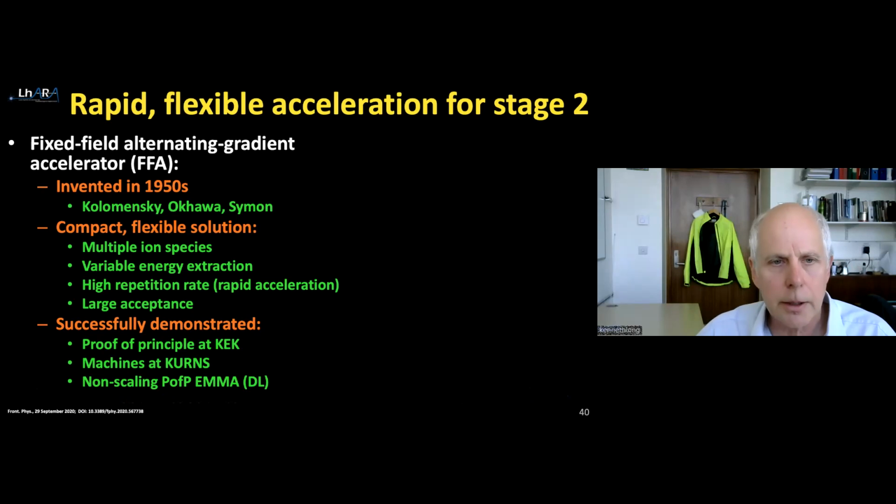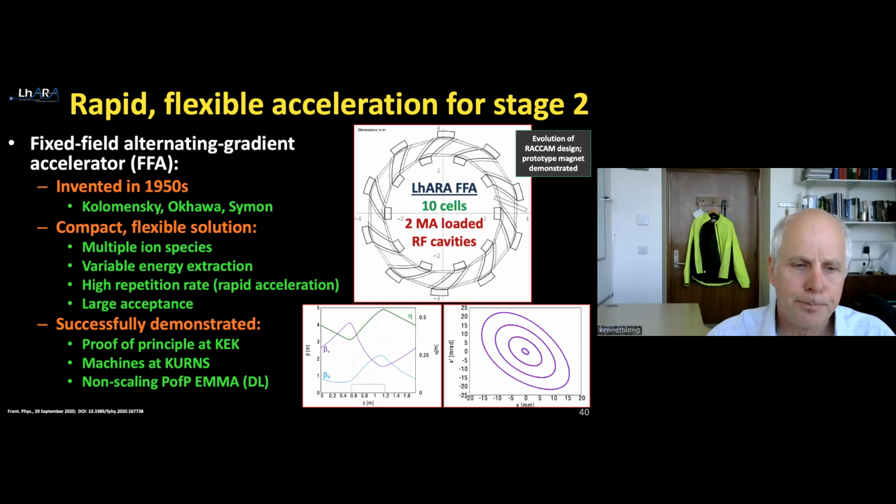That was invented in the 1950s, sort of in a parallel way in Japan and in the US. It's compact and a flexible solution. It allows you to do multiple ion species. You can have variable energy extraction. It has a high repetition rate because you're not ramping the magnets, and a large acceptance because of the way that the magnets are designed. There have been proof of principle studies.